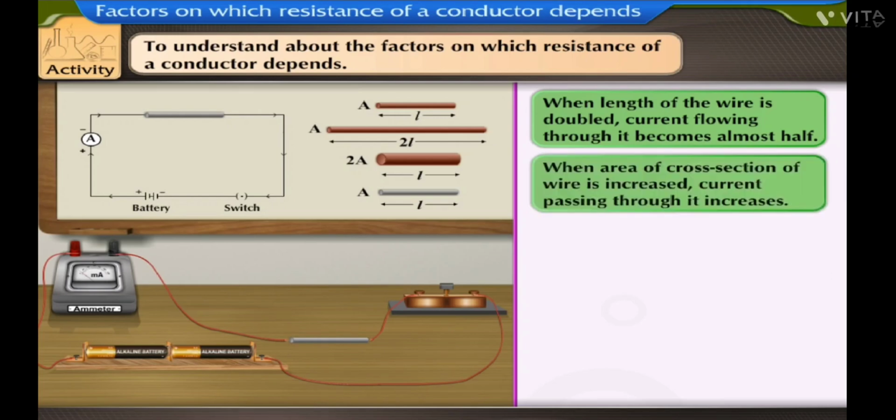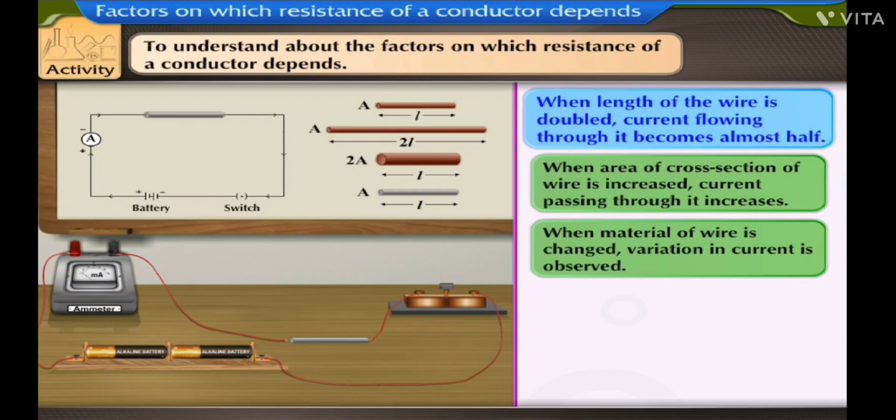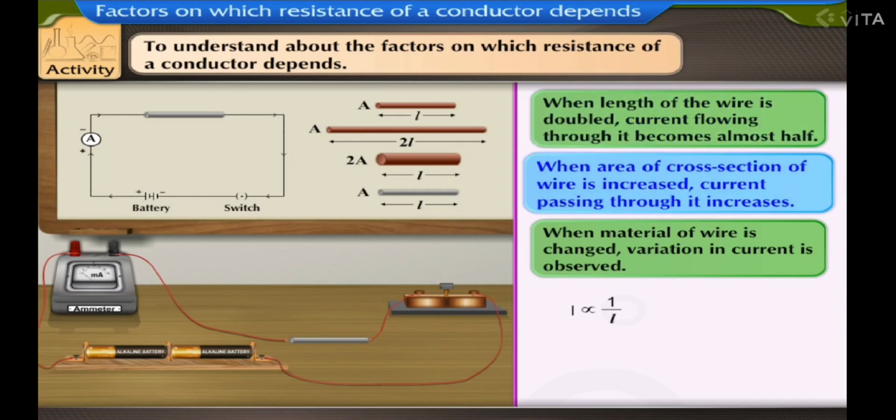Also, when the area of cross-section of the wire is increased, keeping its length the same, the current passing through it also increases. Even variation in current is observed on changing the material of the wire by keeping its length and area of cross-section the same. From the activity, we can clearly say that current is inversely proportional to the length of the wire. That is, I is proportional to 1 upon L. Also, current is directly proportional to the area of cross-section of the wire. That is, I is proportional to A.